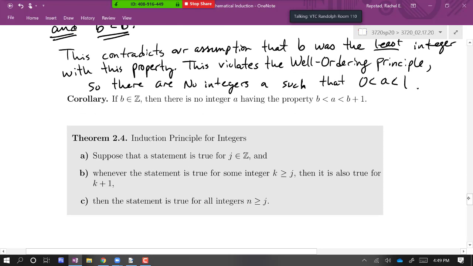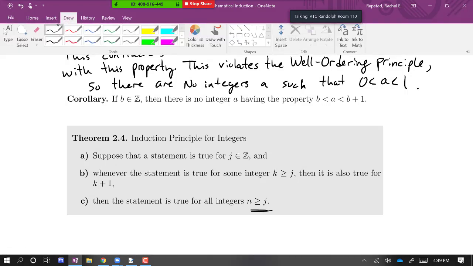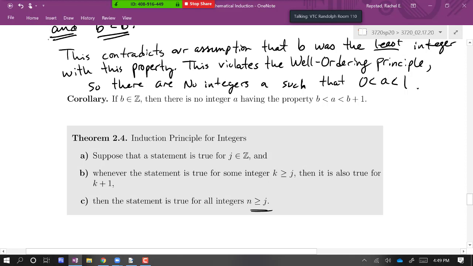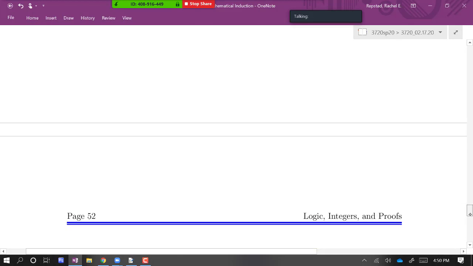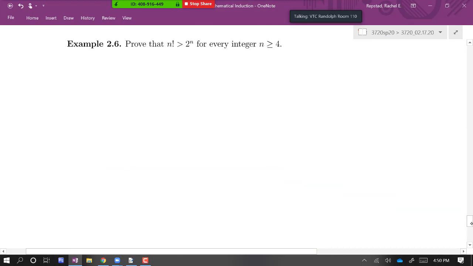All right, Theorem 2.4, the induction principle for integers, just says our base case doesn't have to be 1. If your base case is some other integer, then the induction technique still applies. You've just shown that it's true for all values greater than or equal to whatever your base case was. It's not like a whole separate technique or anything. We're going to do one more proposition.